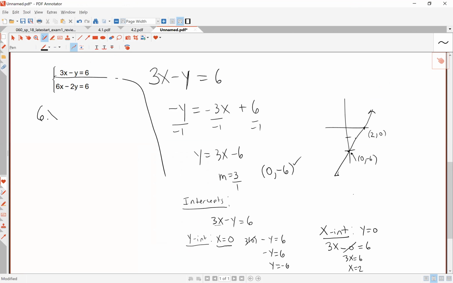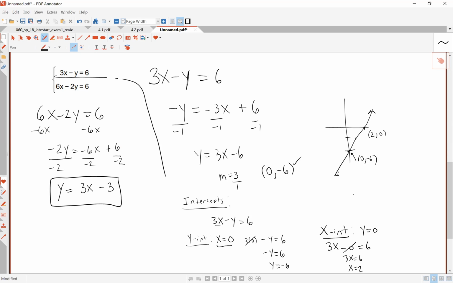Are you seeing what I'm writing now? Yeah. Okay, good. The other line, this is interesting now because when I subtract 6x from both sides here, I have -2y is -6x plus 6. And then we have to divide by -2 to get y by itself. And this time we end up with y equals 3x minus 3.